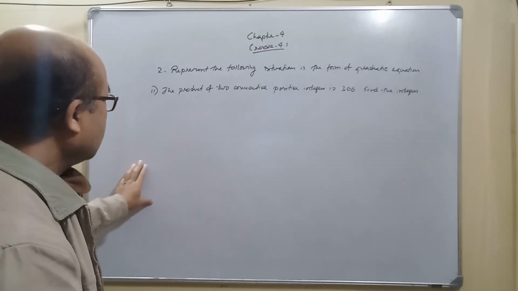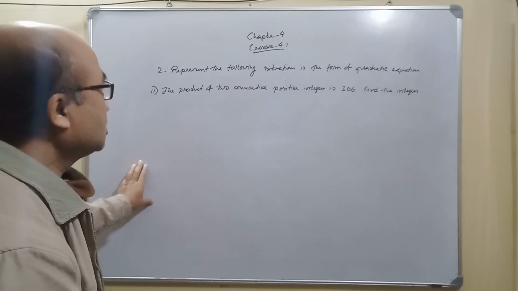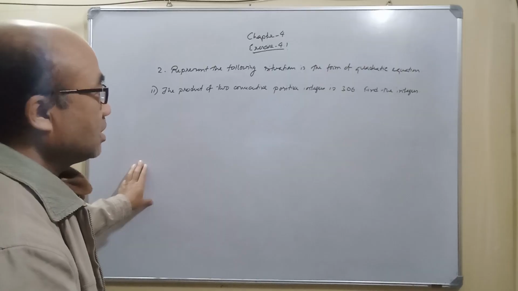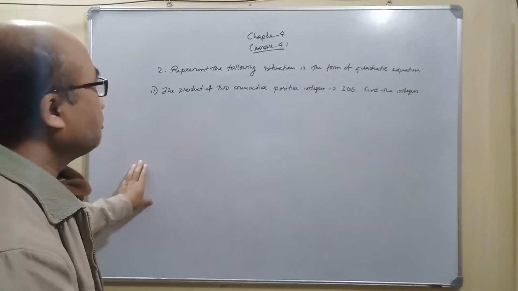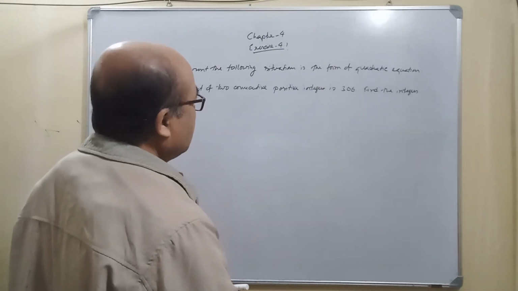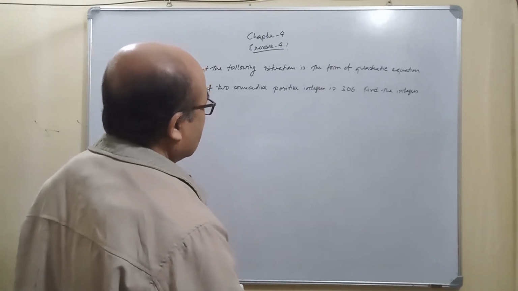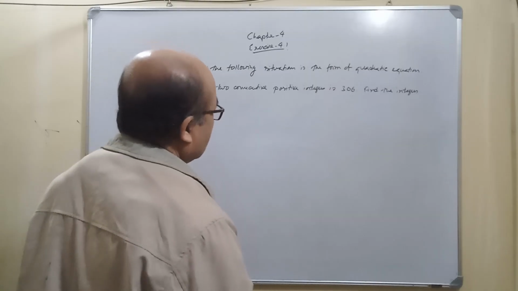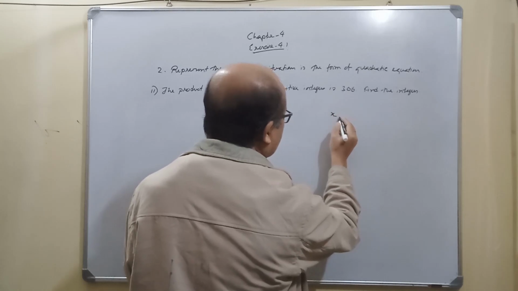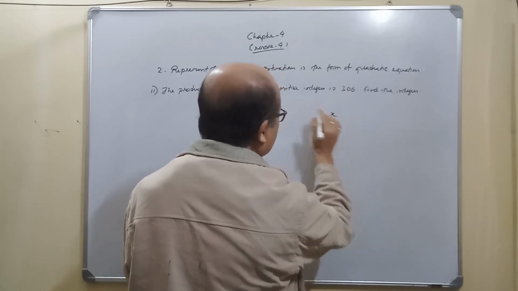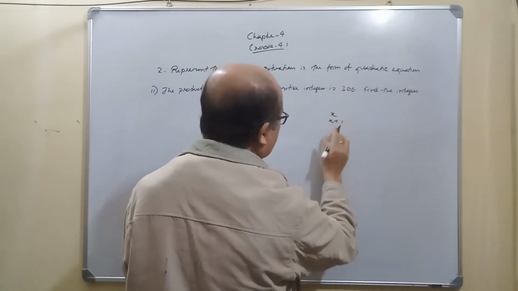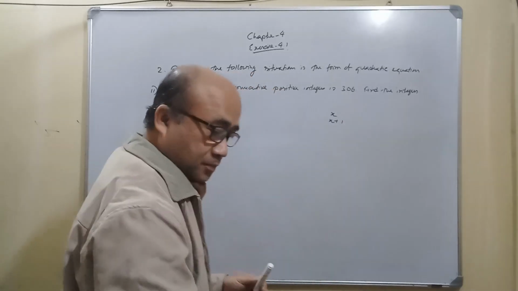The second problem is: the product of two consecutive positive integers is 306. Find the integers. So the product of two consecutive positive integers. Let the first one be x. Consecutive and positive means the next is x plus 1. Okay.